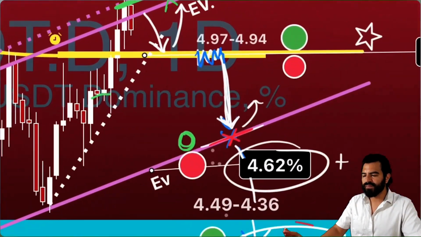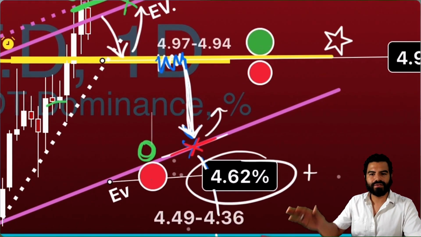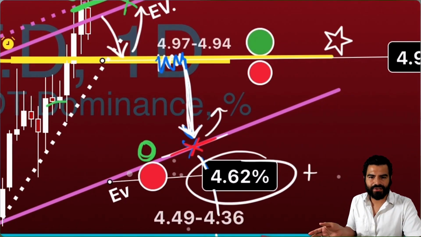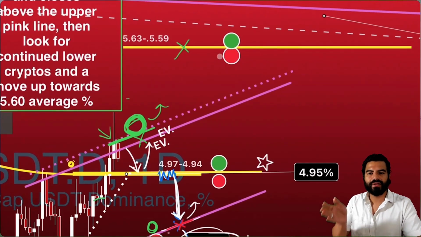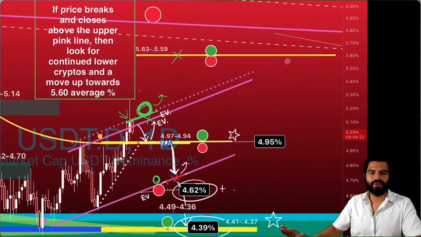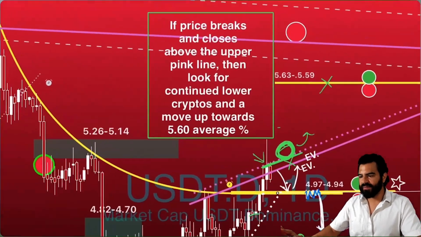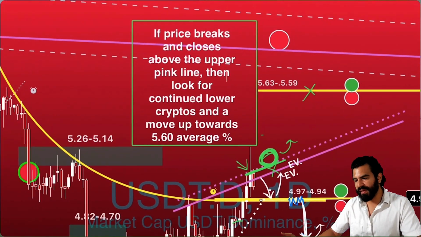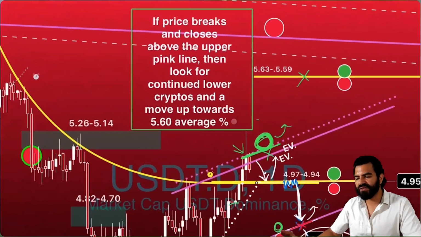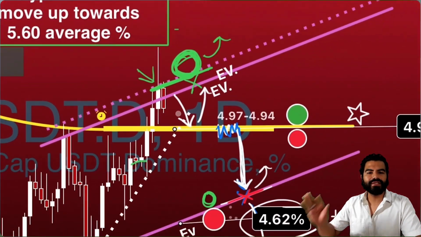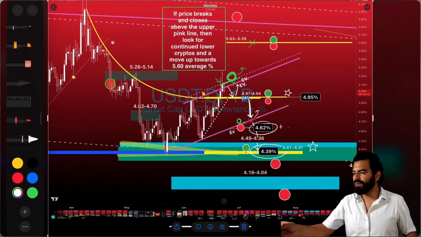So on this video, I showed you again, if we crack, we're looking at 462 or somewhere around 465 to 462, somewhere around there. And then up there, we can continue showing more health, and then we can stress those 565 numbers. So this is our most important. I said if price breaks and closes above the upper pink line, look for continued lower cryptos and move towards the 5-6 average. So that hasn't happened yet. We did, but we're gonna now update the chart where we're at today.